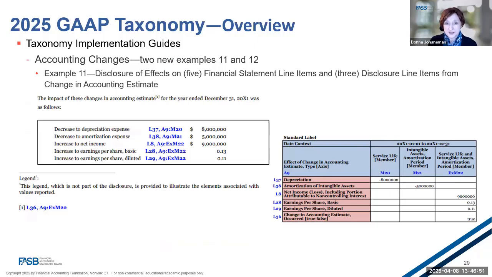Similarly, the monetary effect of the change in accounting estimate uses the axis for this effect. In this example 11, the change in depreciation expense of $8 million from the change in service life uses the depreciation line item element with the effect of change in accounting estimate to tag the value. So please see the accounting changes guide for additional information and explanation.